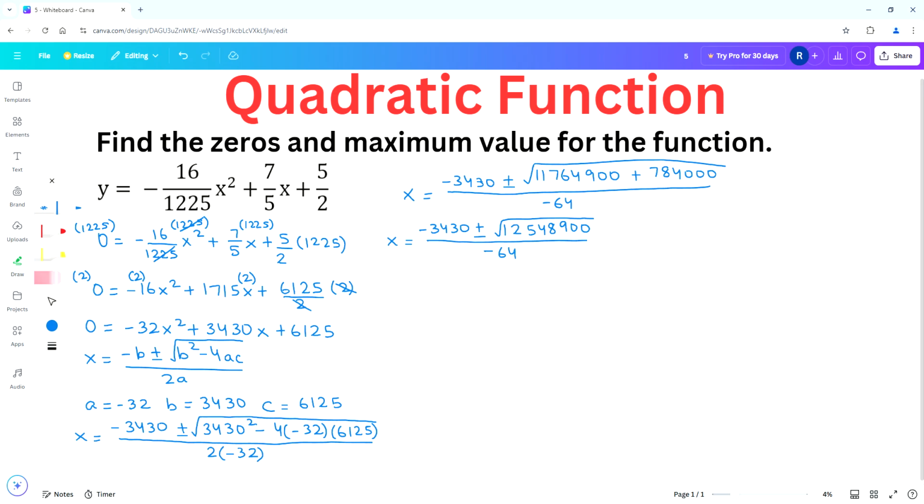Next we can evaluate the square root. I get 3,542.44. We get two cases, positive and negative. Let's start by analyzing the positive case.